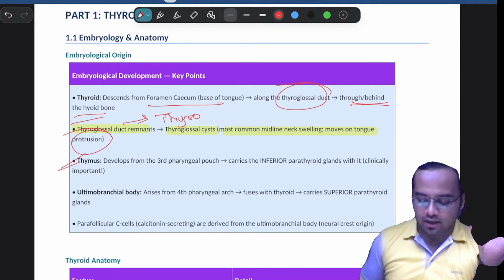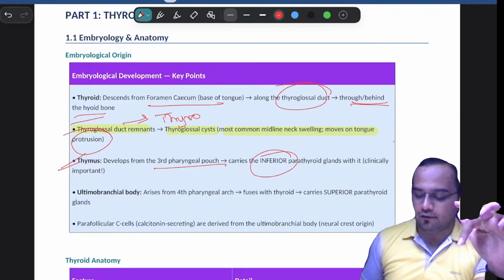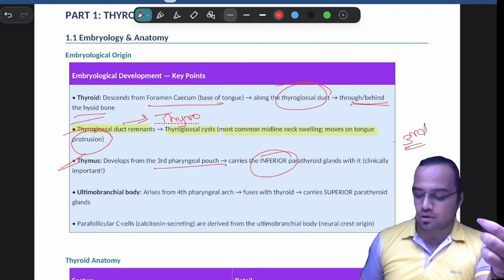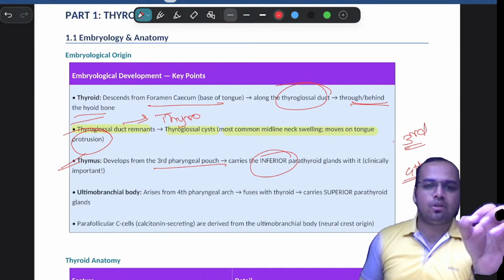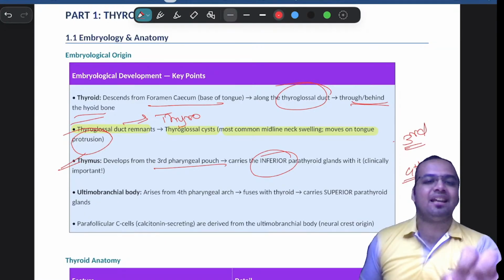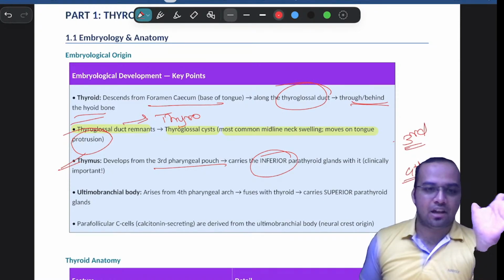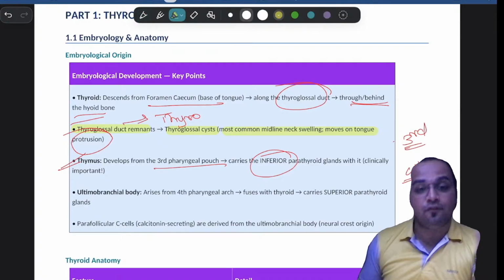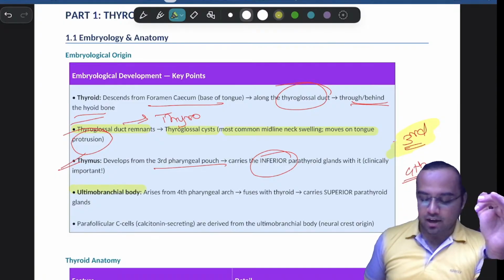So thymus is going to develop from the third pharyngeal pouch, and it carries the inferior parathyroid. Remember that the inferior parathyroid is going to develop from the third pharyngeal pouch, and the superior parathyroid is going to develop from the fourth pharyngeal pouch. But the third is going to descend down along with the thymus, taking the gland along with it. Hence, we know that the thymus goes into the mediastinum. Hence, the most common parathyroid gland which might have an ectopic location, or might go further down in the mediastinum, is going to be the inferior parathyroid gland and not the superior parathyroid gland. And always remember that the inferior parathyroid gland originates from the higher pharyngeal pouch, so it is exact opposite.